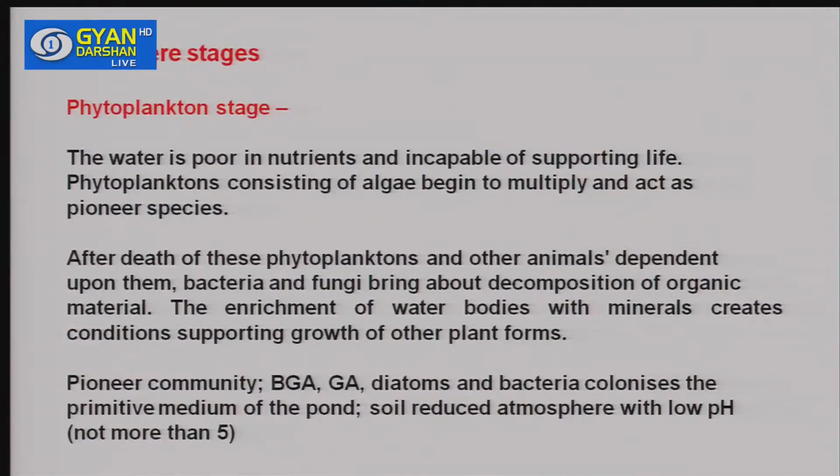Now we come to, as I told you, two representative examples, hydrosere and xerosere. So we will see what the intermediate stages in the hydrosere are. Now for hydrosere stages, initially there is phytoplankton. I hope all of you know what is meant by plankton. Plankton means free floating. Let's say there was a pond and you have phytoplankton species, which consist mostly of algae. They begin to multiply and these are all the pioneer species. So phytoplanktons are the pioneer species.